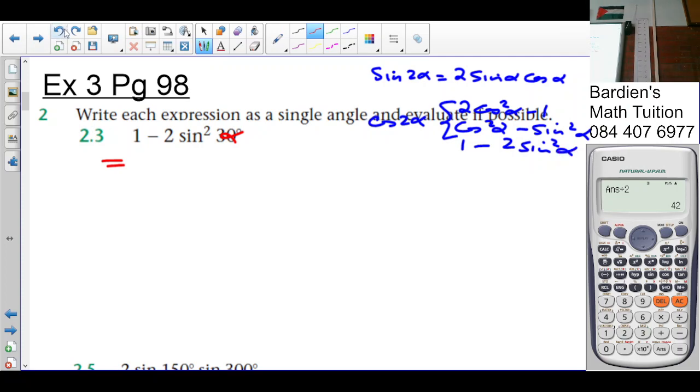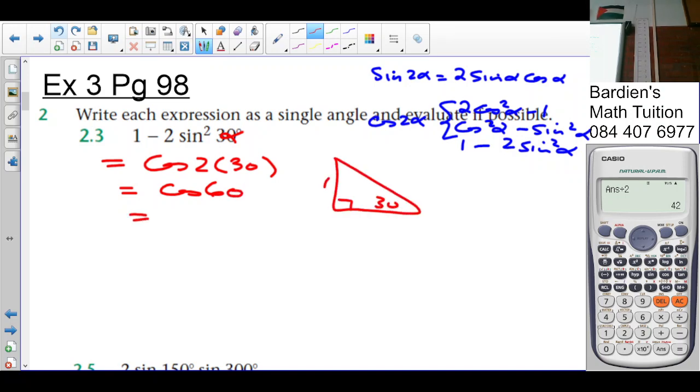So it's going to be cos 2 alpha. And what's your alpha angle here? 30. 2 times 30 is 60. Cos of 60 is, in the special triangle 1, 2, root 3, adjacent over hypotenuse, 1 over 2. Okay? Any confusion there? No?